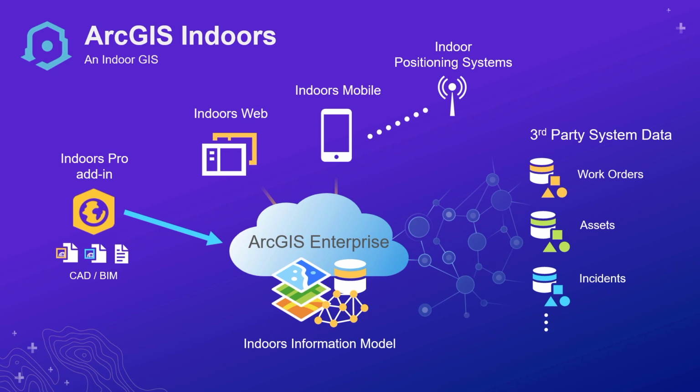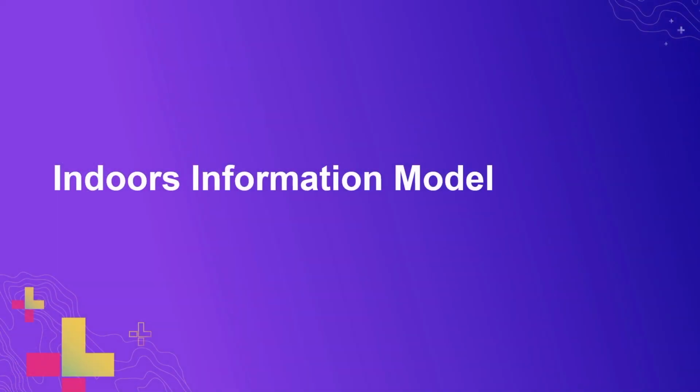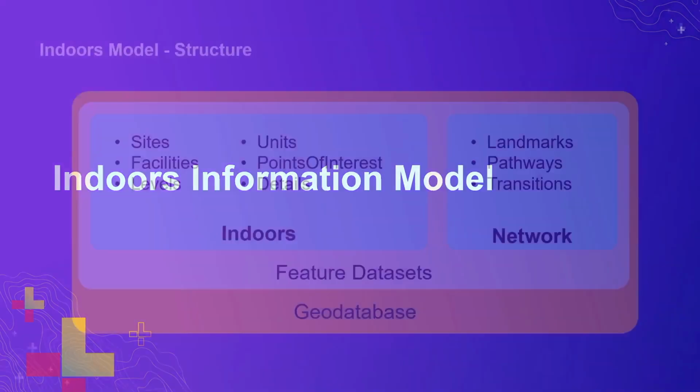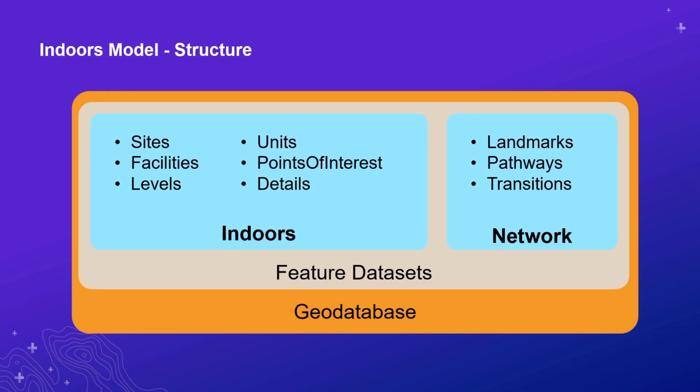Now, this is a technical session, so let's get right into the tech. The ArcGIS Indoors Information Model is designed to accommodate all kinds of indoors data and scenarios in which that data might be used. We could spend hours exploring it, but our time is limited, so instead we'll take about 10 minutes to focus on a few aspects that will be important for pretty much any kind of indoors app development. Let's start with a look at the structure.